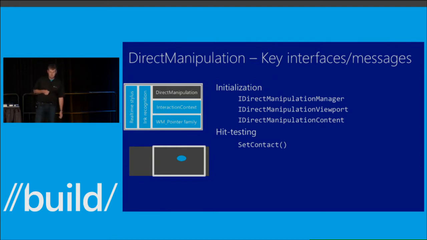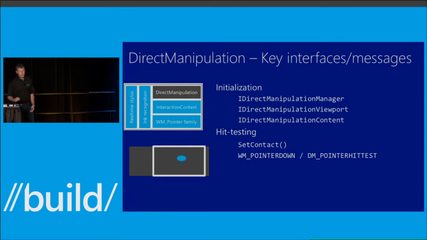Now, the thing that triggers you to do this hit testing and to call set contact is there's two methods. There's the WM pointer down, and then there's the DM pointer hit test. Now, DM pointer hit test is a new message that we're introducing in Windows 8.1. Hopefully you saw James's talk earlier today where he was demoing that new input modality, the precision touchpad. There's a number of improvements that we're making around making those touchpads feel great, but the one I want to focus on is how it made the panning and zooming feel buttery smooth.